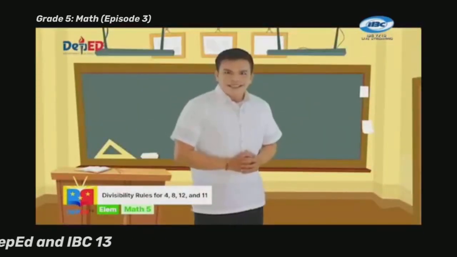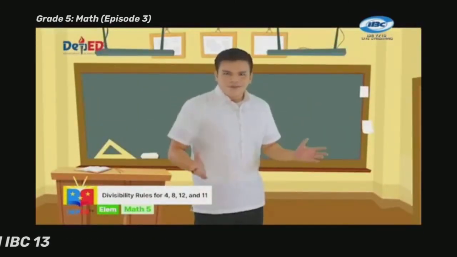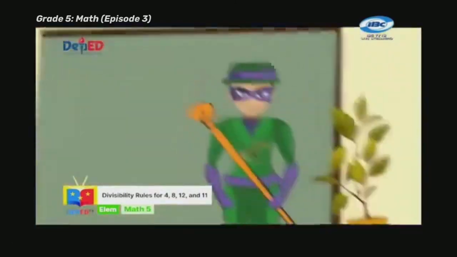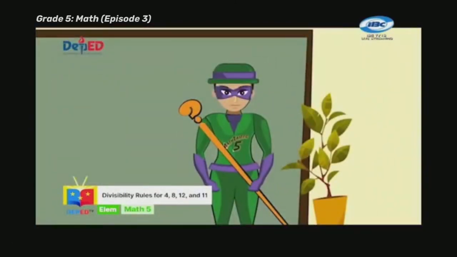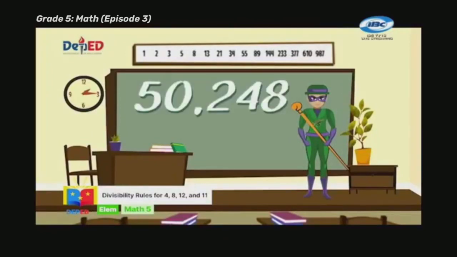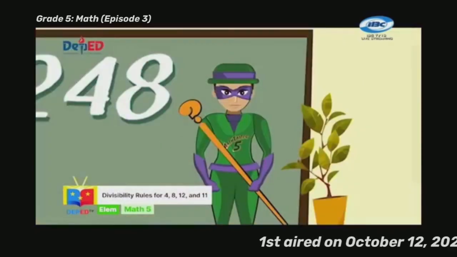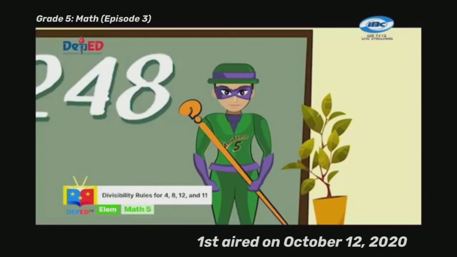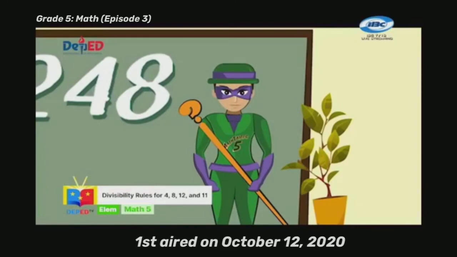Math heroes, it's drill time with Super Driller. Math heroes, are you ready for the drill? Let's begin with 50,248. Is 50,248 divisible by 11? What's the first step? Right, let's separate the digits in the odd places.